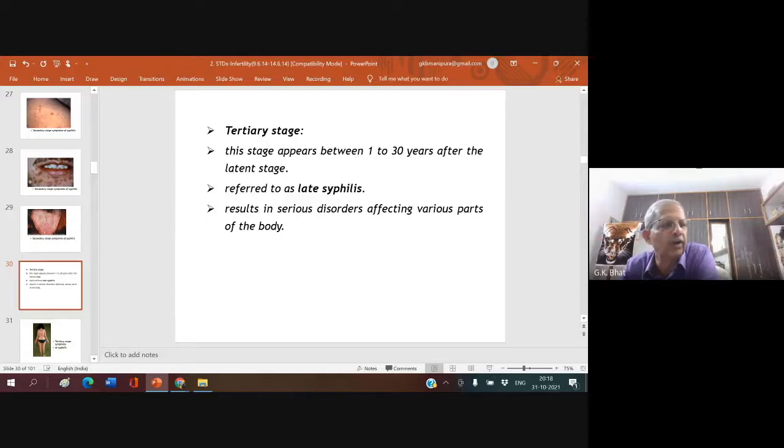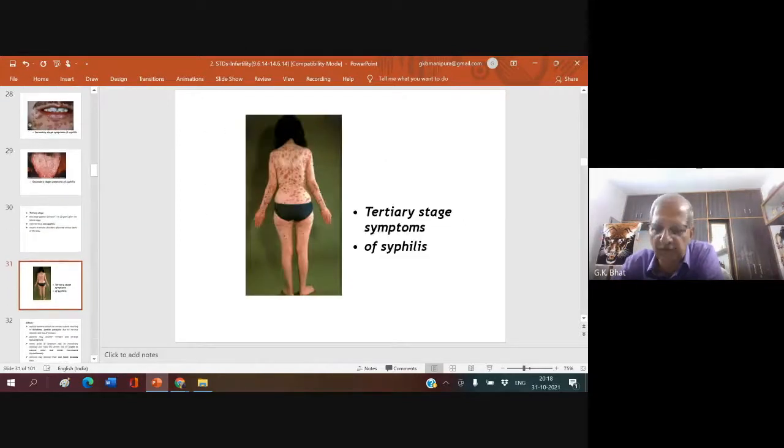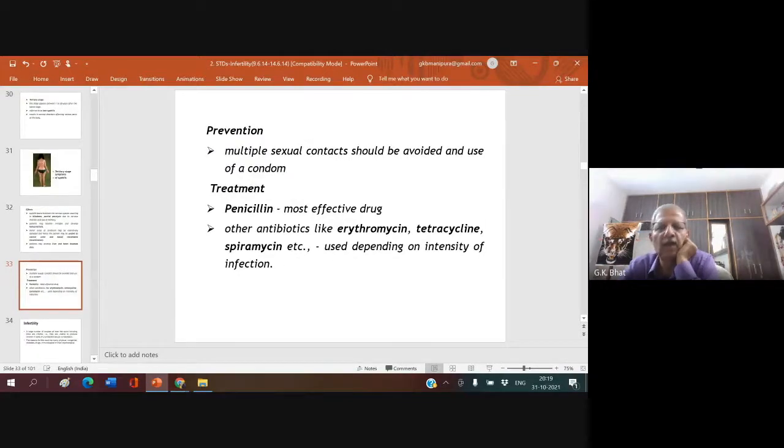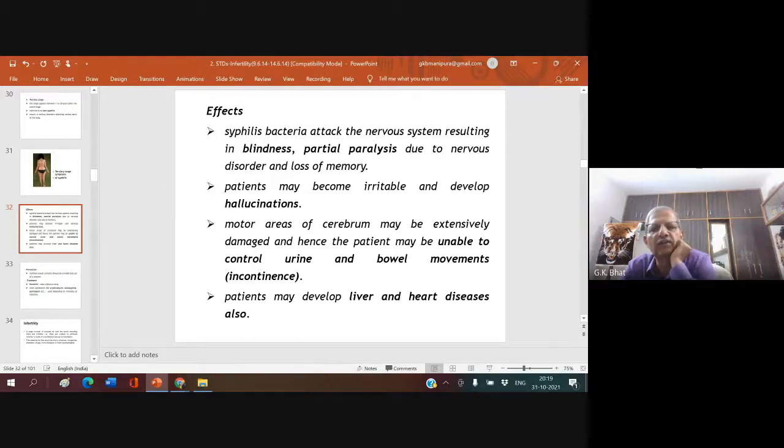Tertiary stage appears between 1 to 30 years after the latent stage, referred to as late syphilis, the tertiary stage. So effects: it may attack the nervous system, result in blindness, partial paralysis due to nervous disorder, and loss of memory. The patient may become irritable and develop hallucination, and may be unable to control urine and bowel movements, incontinence. The patient may develop liver and heart diseases also.